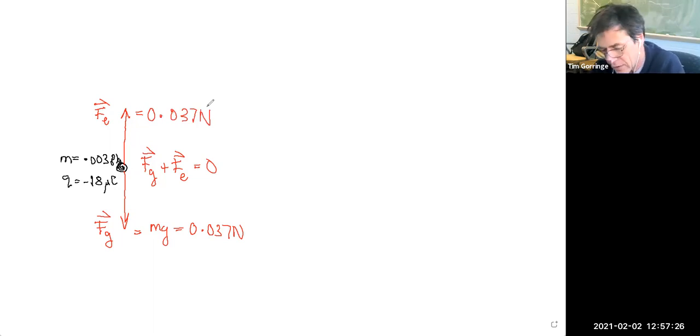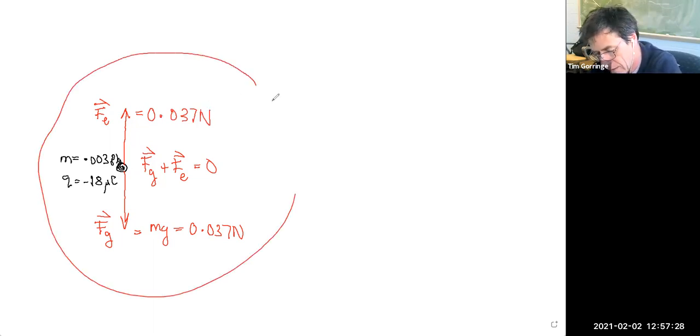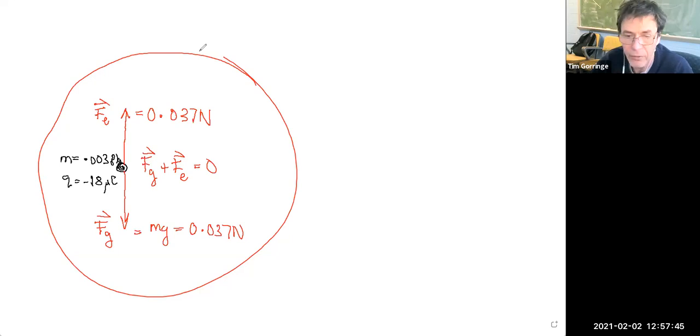And so this over here on the left-hand side is kind of an analysis of the forces involved. We now know that this equilibrium of the charge as it floats in air is due to these equal and opposite electric and gravitational forces of 0.037 newtons. Now we can go ahead and calculate the field itself.